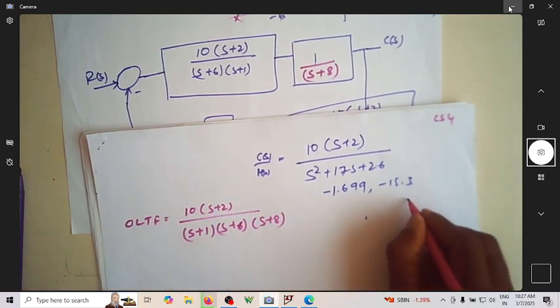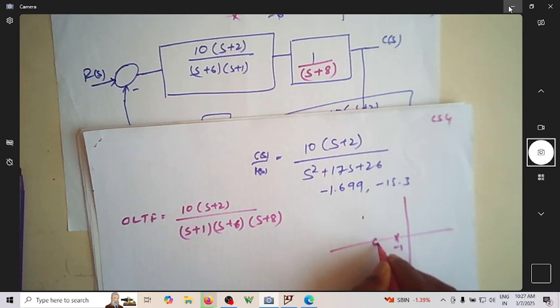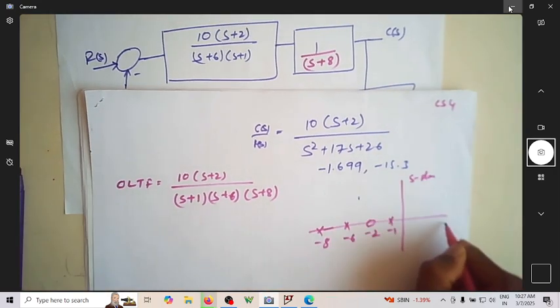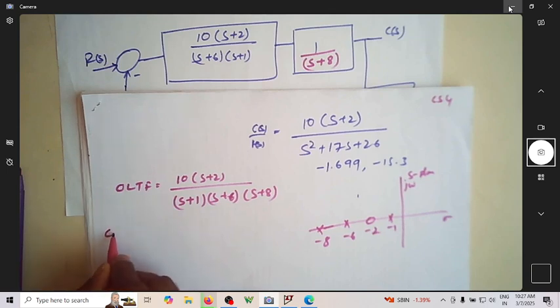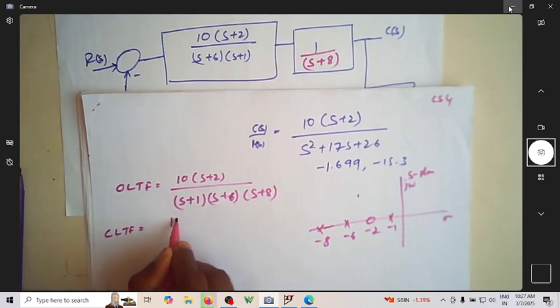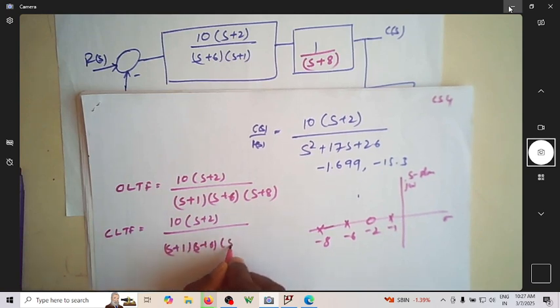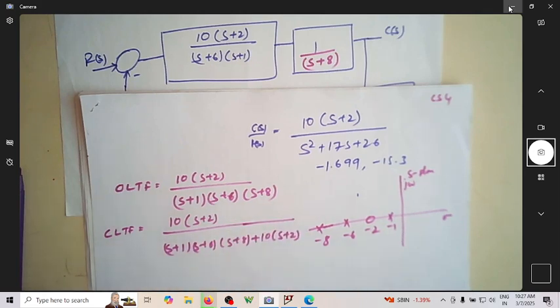Where are the poles? There is a pole at minus 1, a zero at minus 2, a pole at minus 6, and a pole at minus 8. I am not writing to scale. This is the s-plane, this is the real axis, and this is the imaginary axis. What is the closed loop transfer function? It is exactly s plus 2 divided by s plus 1, s plus 6, s plus 8 plus 10 into s plus 2. This is what you are going to get.